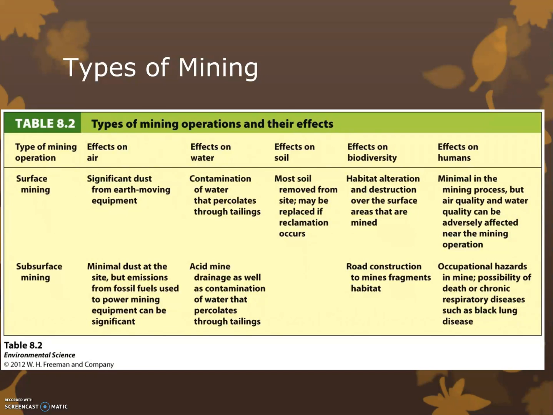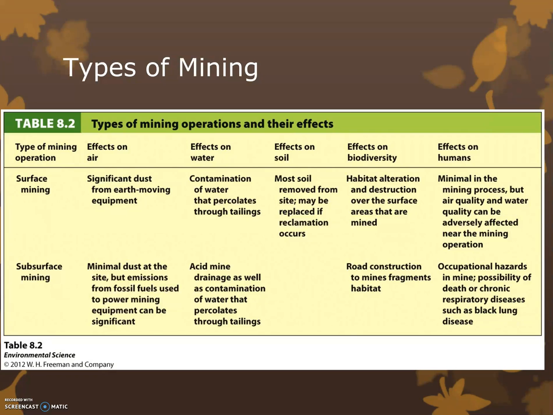Effects on the air: for surface mining, there's significant dust. Subsurface mining has minimal dust, but because we need fossil fuels to power mining equipment, there's significant emissions. Effects on water: surface mining contaminates water that percolates through the tailings. That's that overburden or the stuff that's extra that's left over. Subsurface mining has acid mine drainage, as well as contamination of water that percolates through those tailings or that overburden. That acid mine drainage is really hard to remediate.